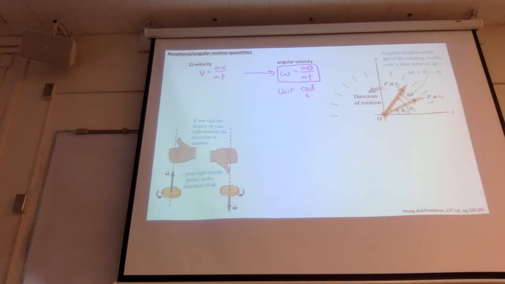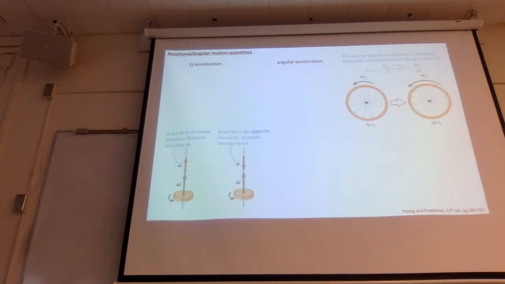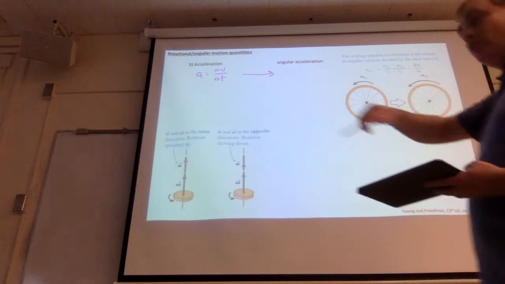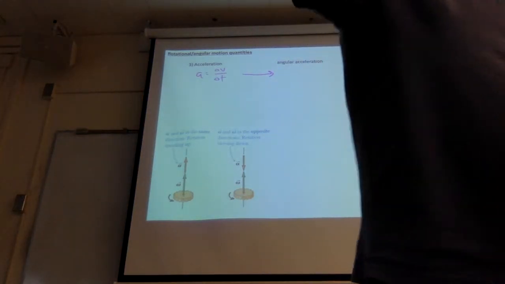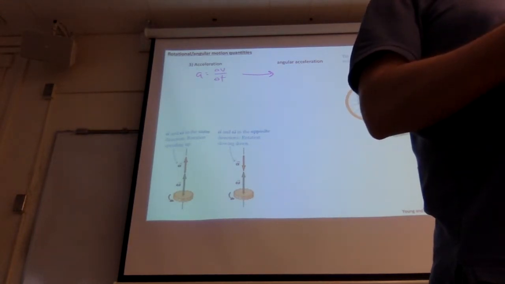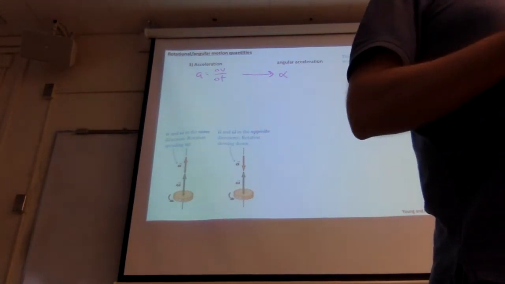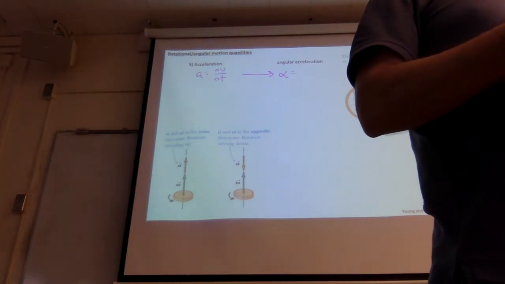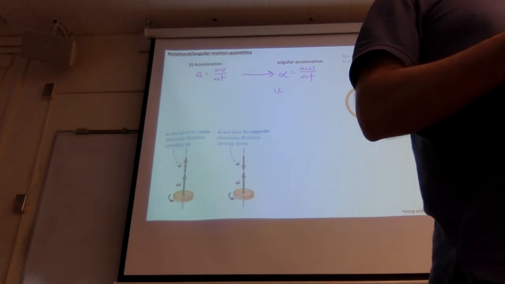Position, velocity, what was next? Acceleration. If the velocity is changing, we call that acceleration. So yes, we had acceleration was the change in velocity over change in time. So now we're going to have an angular acceleration. Something could be going around in a circle and going faster and faster and faster, right? That's a speeding up. It's just that its angle is speeding up. We're going to use alpha for angular acceleration, and it is the change in angular velocity over the change in time.